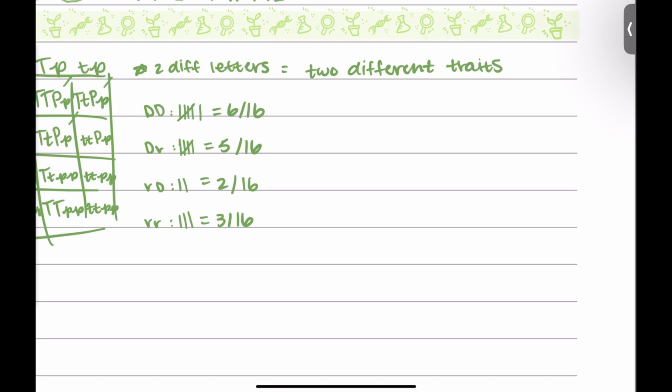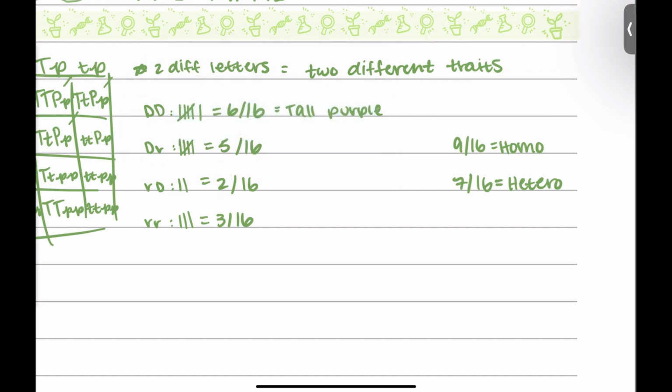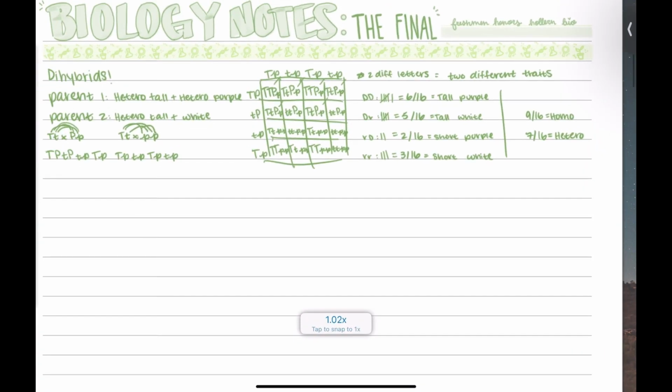So now we are going to write out the probability for each thing, unless we're not. Yes, we are. Okay, so the 9 out of 16 is going to be homozygous, and 7 out of 16 is going to be hetero. And so the dominant trait is that it's a tall purple trait. The dominant recessive trait will be a tall and a white trait. The recessive dominant is short and purple, and then the last one is short and white, because yet again, they're two different traits. So that's the result, that's the dihybrid.